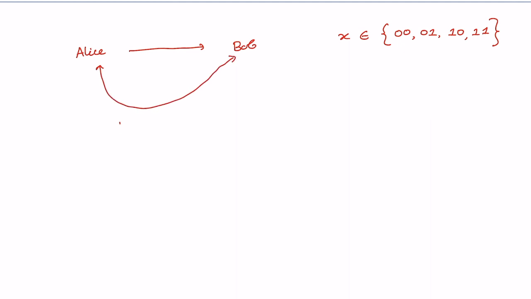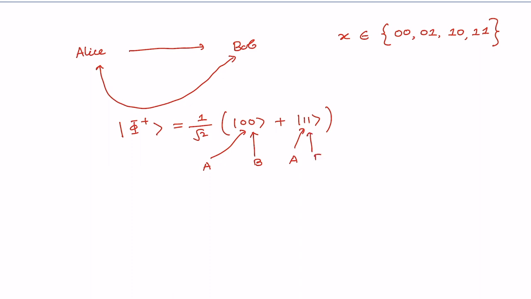Alice wants to send classical bits to Bob, and these classical bits may be any one of these binary numbers: 00, 01, 10, 11. Any of these four binary numbers Alice wants to send to Bob. And Alice and Bob, as per the superdense coding protocol, share the entangled state, say a Bell state, say φ+, and this φ+, as you know, is 1/√2 (|00⟩ plus |11⟩). By sharing, it means the first qubit belongs to Alice and the second qubit belongs to Bob.